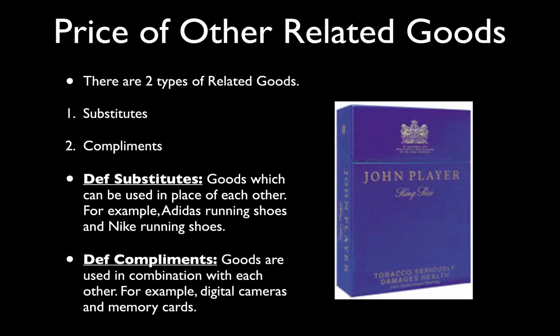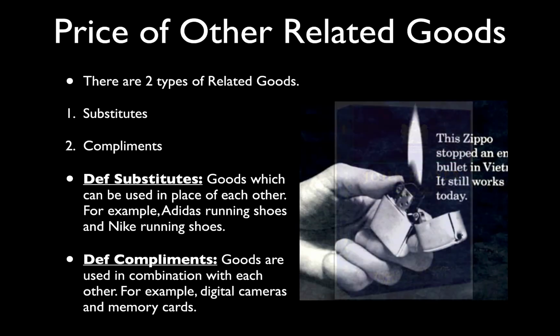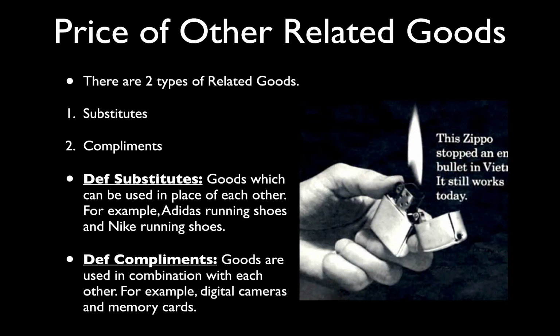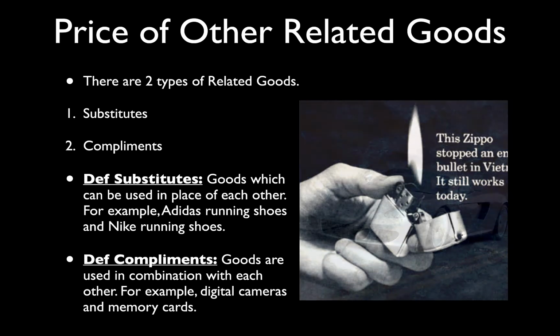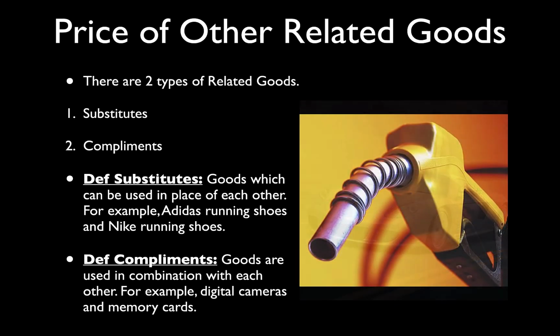The next thing is complements, which are goods used in combination with each other. For example, digital cameras and memory cards. While I would never encourage smoking, a very good example of complements are cigarettes and some form of lighting equipment, be it matches or a lighter or something like that. And then petrol cars and petrol or gasoline, depending on your preference of the term.